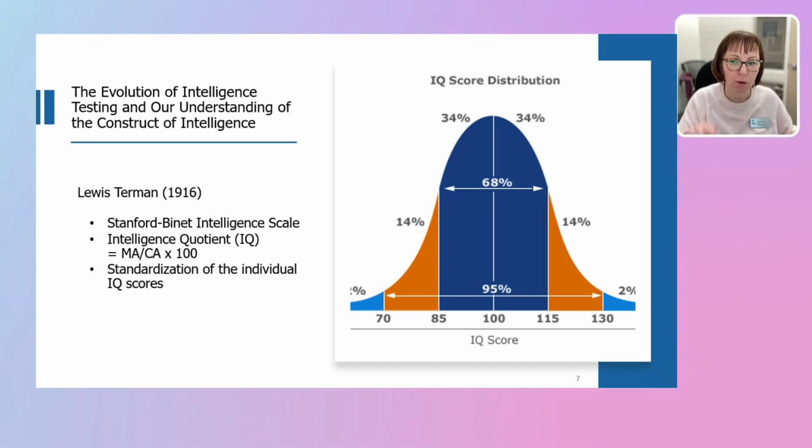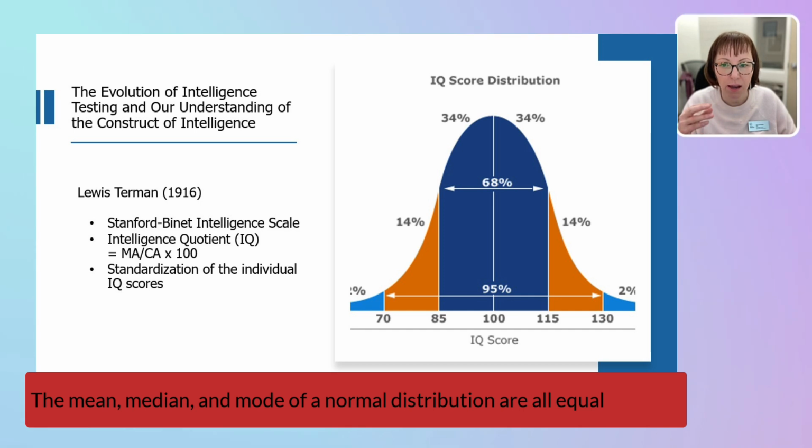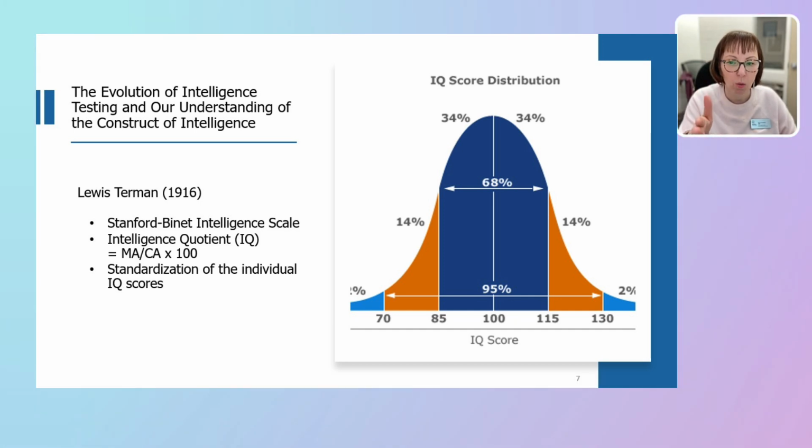So the mean, median, and mode of a normal distribution are all equal. Okay, and again, it's all centered around that 100 score, and the left and right sides of the curve are a mirror image of one another. Okay.